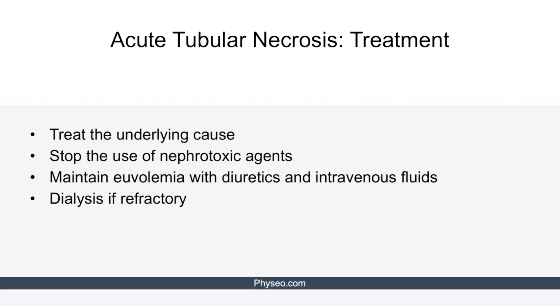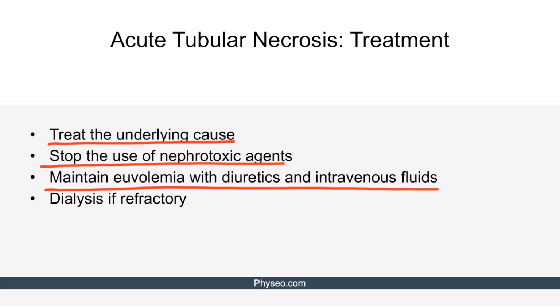Now let's move on to the treatment. Treating the underlying cause is of utmost priority. This will prevent further tubular injury and provide time for kidneys to heal on their own. Use of nephrotoxic agents must be stopped immediately. Another important point in management is to maintain euvolemia with diuretics in cases of volume overload and intravenous fluids in cases of hypovolemia. Lastly, dialysis is performed in cases refractory to other interventions.